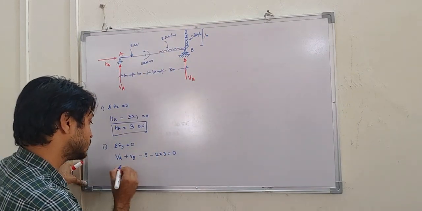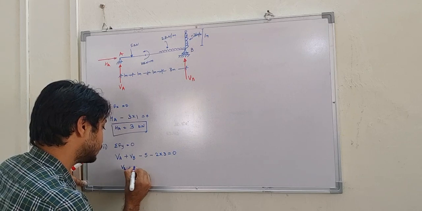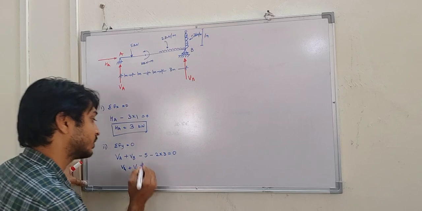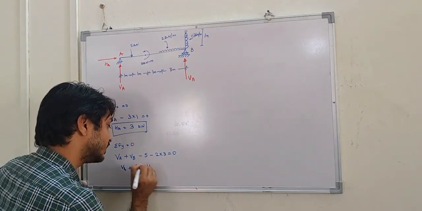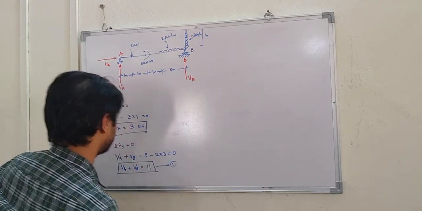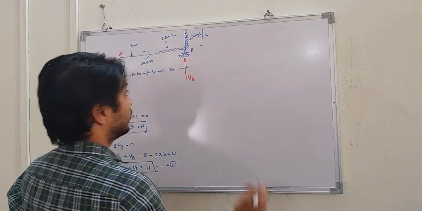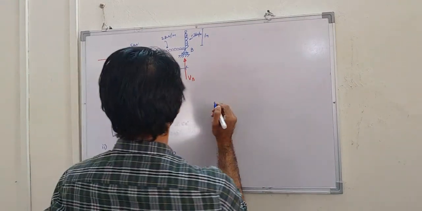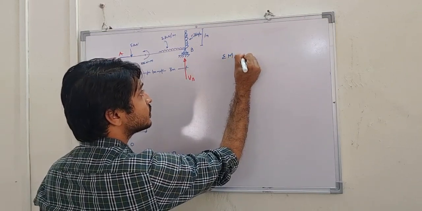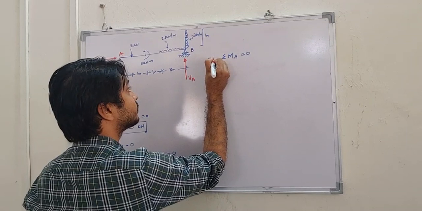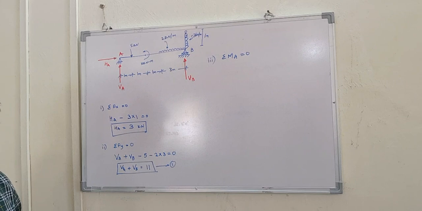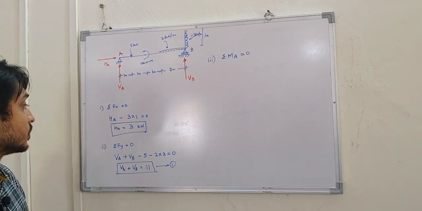So if I solve here, VA plus VB is equal to 3 2s are 6, 6 plus 5 is 11. If I send it to the other side, it will become 11. Let me call this equation number 1. And next, I'll come to the third equilibrium equation: summation of moments at A is equal to 0. So this is the third equation.